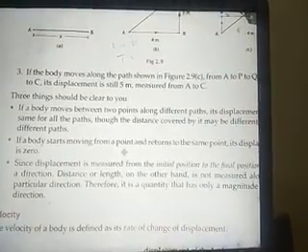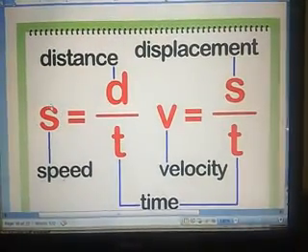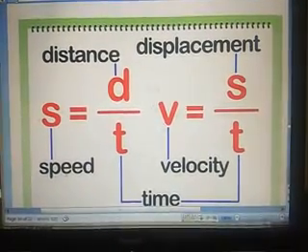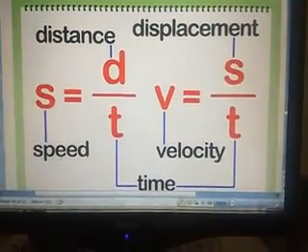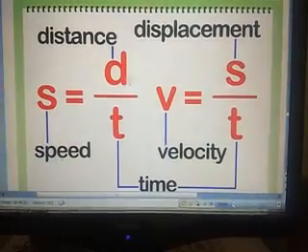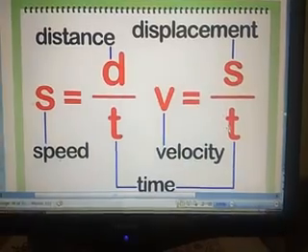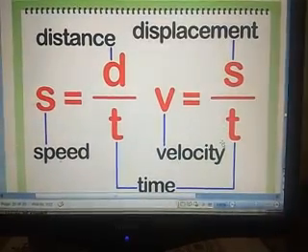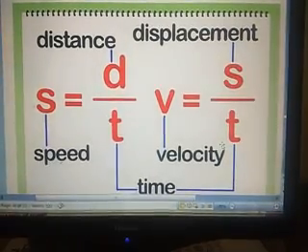Having learned about distance and displacement, let us learn about the speed and velocity difference. What is the difference between speed and velocity? Speed is defined as distance upon time, and velocity is defined as displacement upon time. So look at this, children. Speed is defined as distance upon time and velocity is defined as displacement upon time.